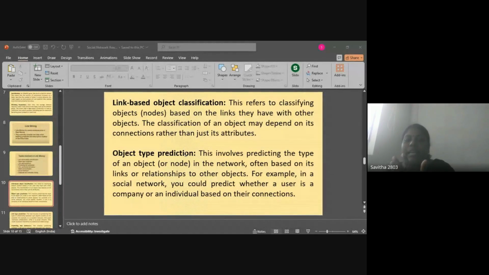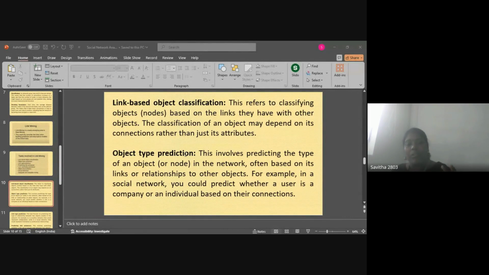That means classifying a web page as a news site or a blog based on the websites it is already linked with. Based on that, the object, network, site, web page, or person will be classified by which type of links or likes they have. Based on that, it is a news site or a blog based company or web page. That is link based object classification.